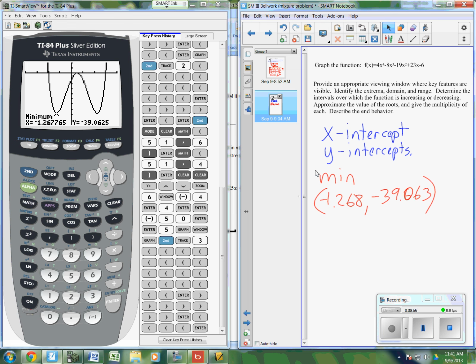Okay, that is a minimum. I'm going to give you a couple minutes to find the maximum that's up there. Where is the maximum? It's right there at the top of that W, and then the minimum right here. I'm going to give you 2 minutes. Find the other min and max. Go.